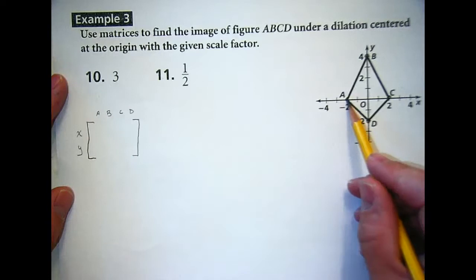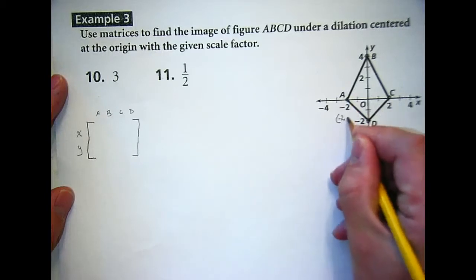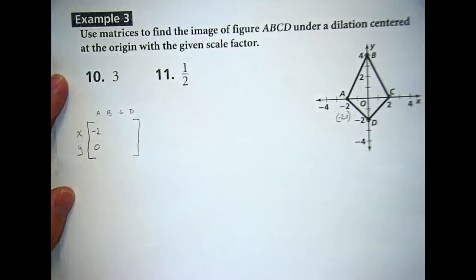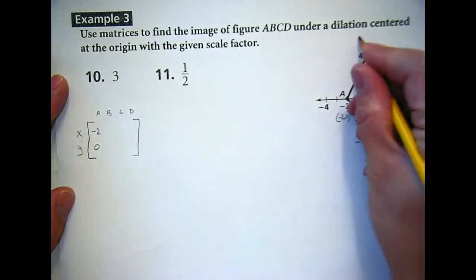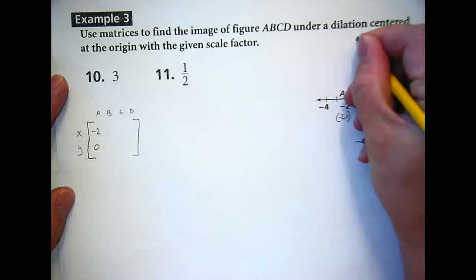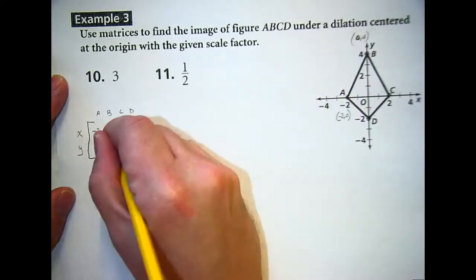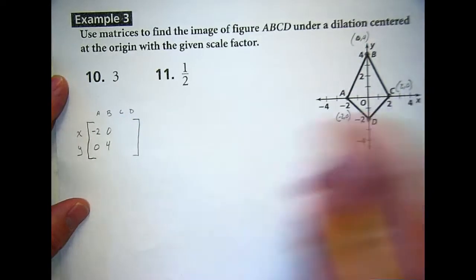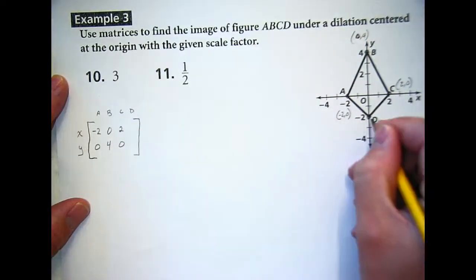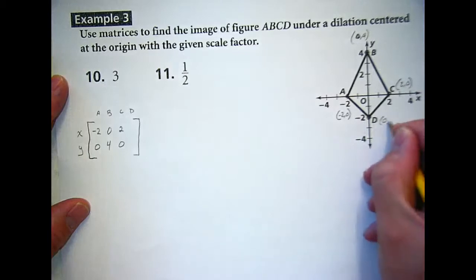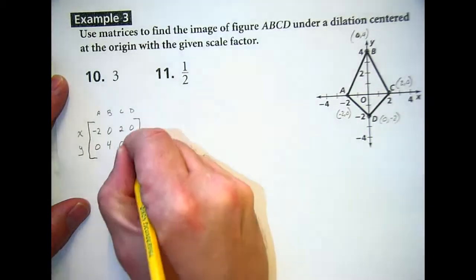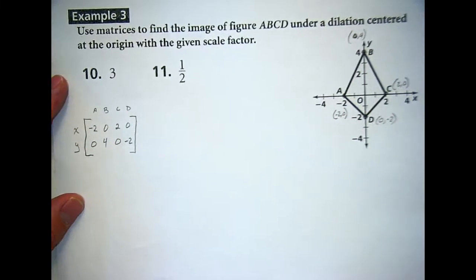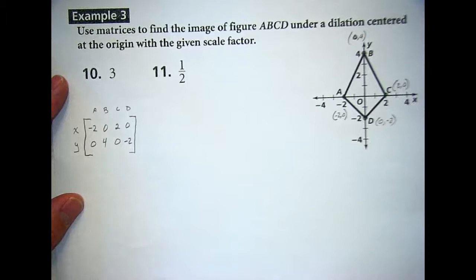So the coordinate for A is negative 2, 0. When we put that into our matrix, it looks like that. Our coordinate for B is 0, 4. We put that into our matrix like that. Coordinate for C, 2, 0. And coordinate for D, 0, negative 2.